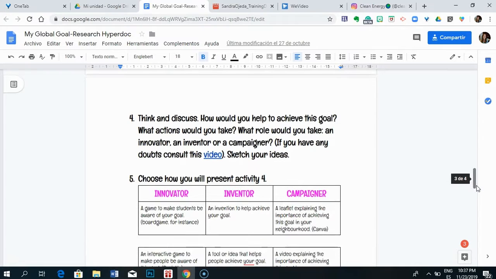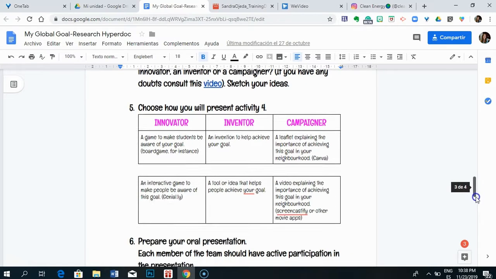Finally, there was a discussion stage in which, as a group, they had to think how they will help achieve the goal, what actions they will take, and what role they will take. It could be an innovator, an inventor, or a campaigner. And of course, I provided them some examples of what they could do by playing the different roles.